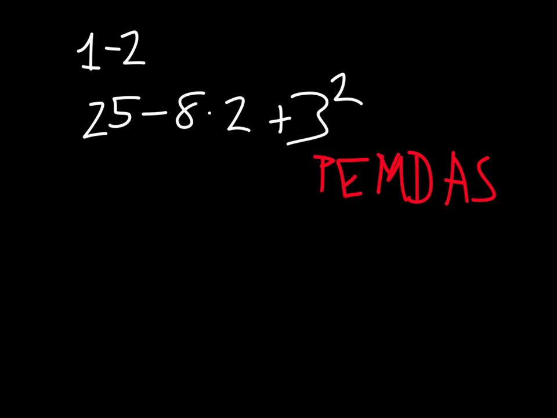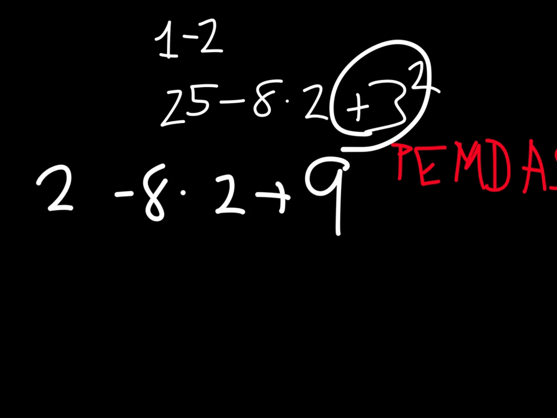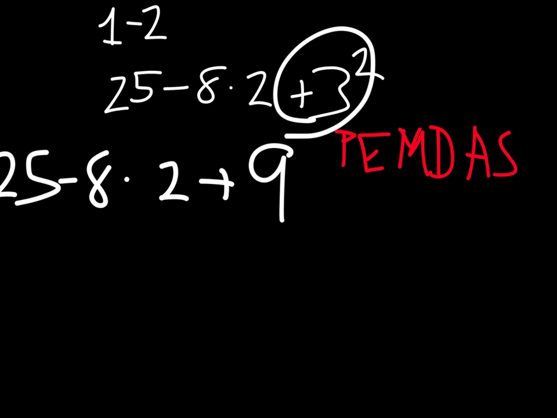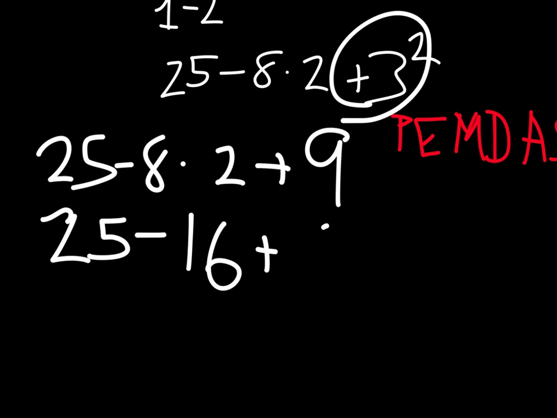So are there any parentheses? No. Are there any exponents? Yes. So therefore, we can do this part. 3 squared gives us 9, and then we bring everything else down. So we have 25 minus 8 times 2 plus 9. All right, is there any multiplication? Yes, this is 8 times 2, right? So we have 25 minus 8 times 2 gives us 16, plus 9.